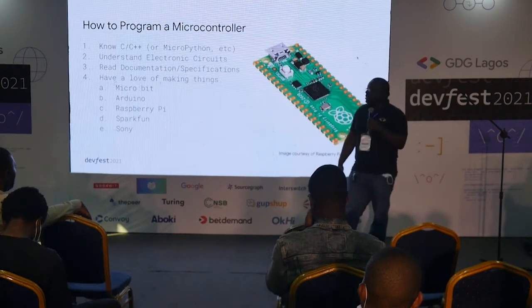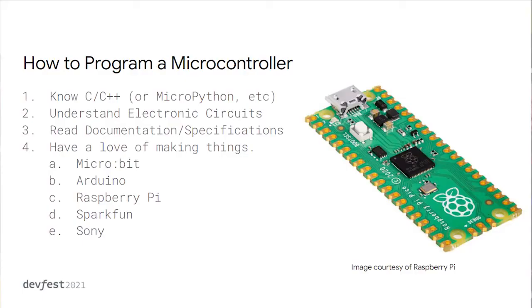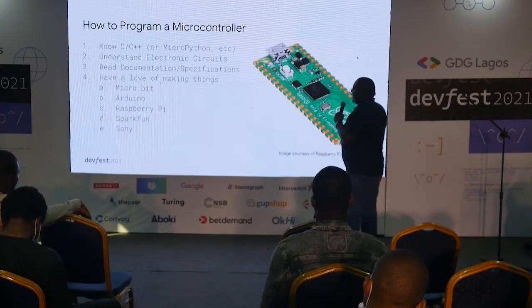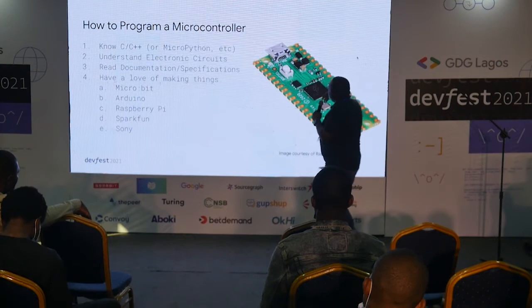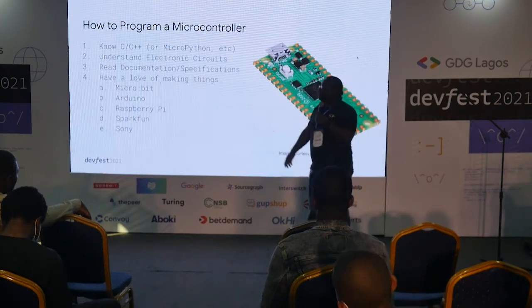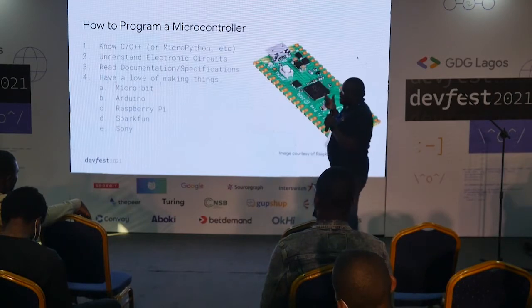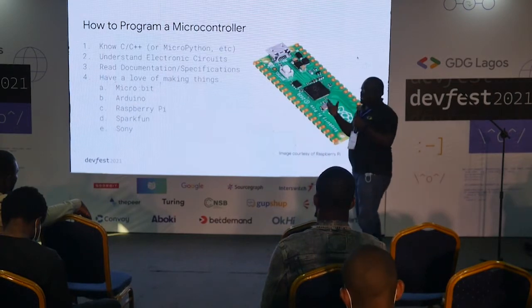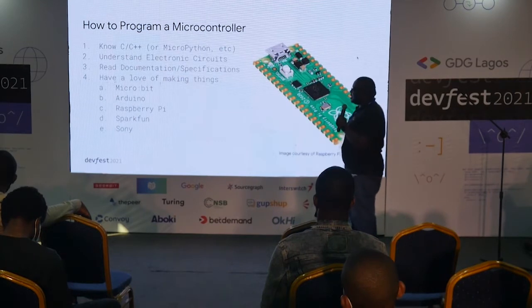You also need to understand electronic circuits because, recall your camera or your watch, it's not just the microcontroller that it has. It has a screen, or in the case of the camera, it has a lens in it. So you need to connect these things. You need to understand the electronics that goes into all of these communications.